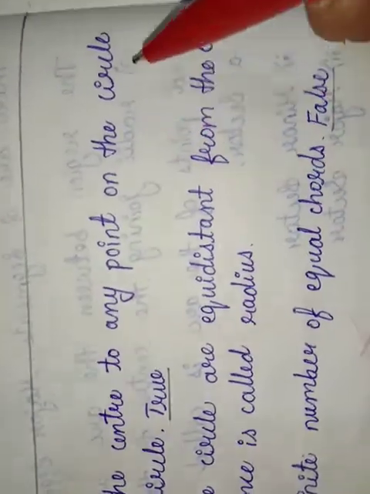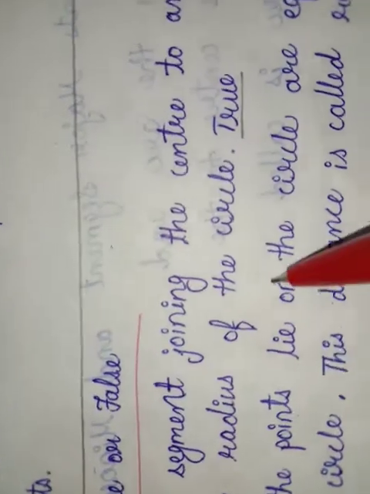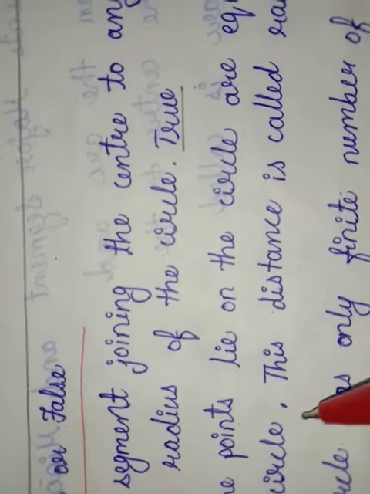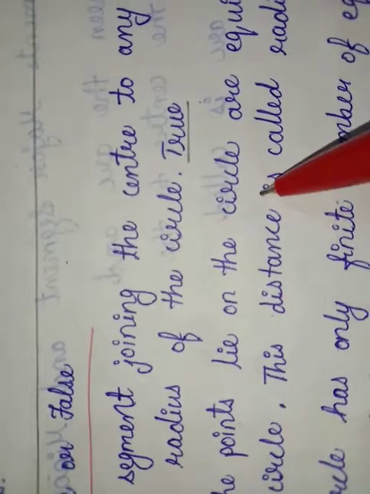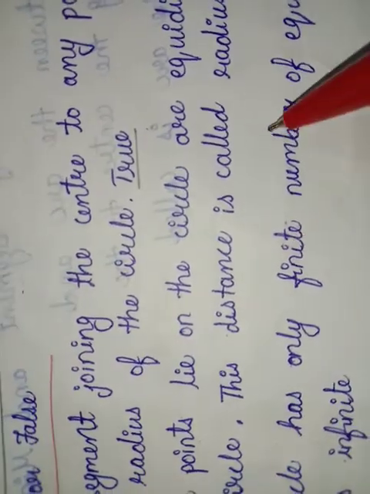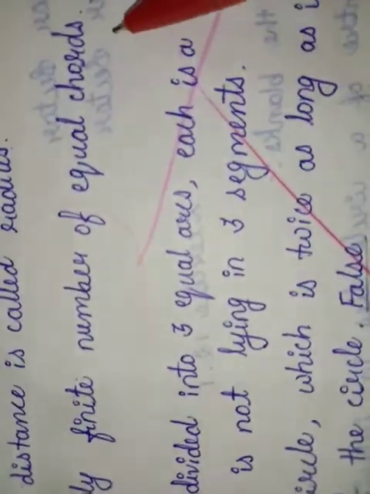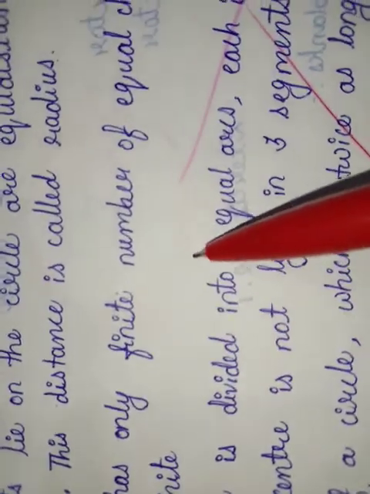A line segment joining the center to any point on the circle is a radius of the circle. It is true. Next, all the points that lie on the circle are equidistant from the center of the circle. This distance is called the radius. Then, a circle has only a finite number of equal chords. It is false. It has an infinite number of equal chords.